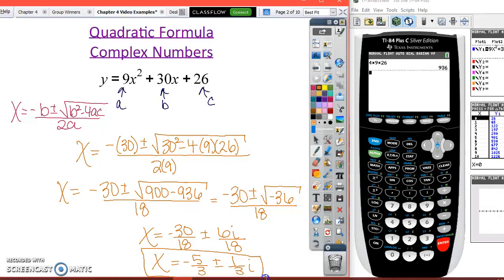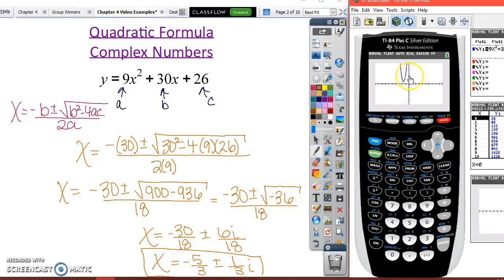Those are two complex zeros. And again, verifying with our graph, it never touches the x-axis, so we know that these answers are reasonable.